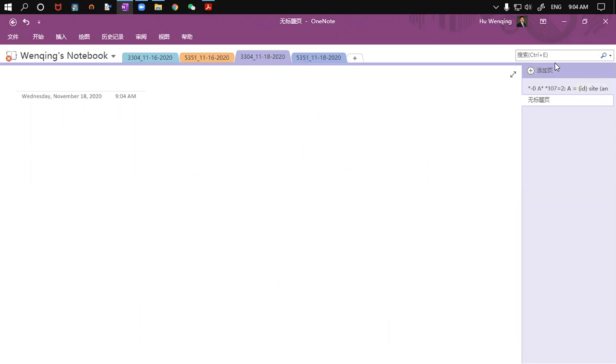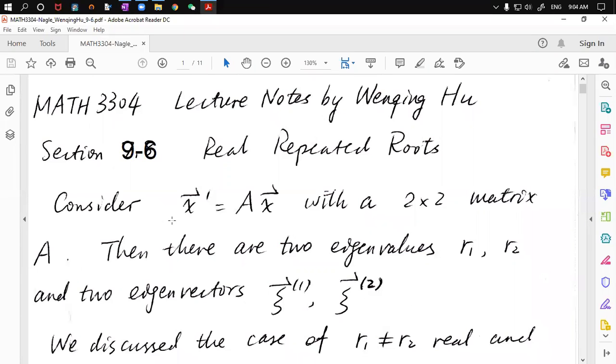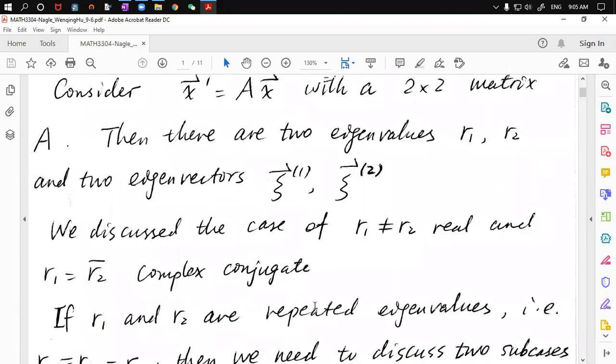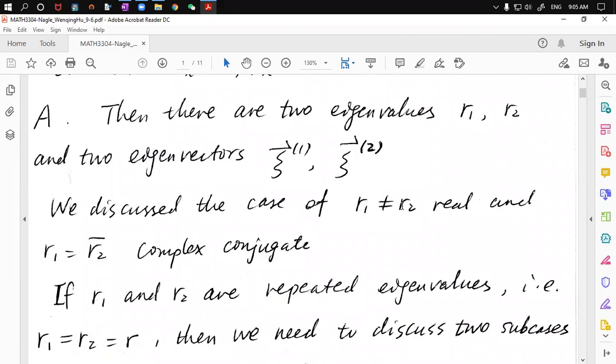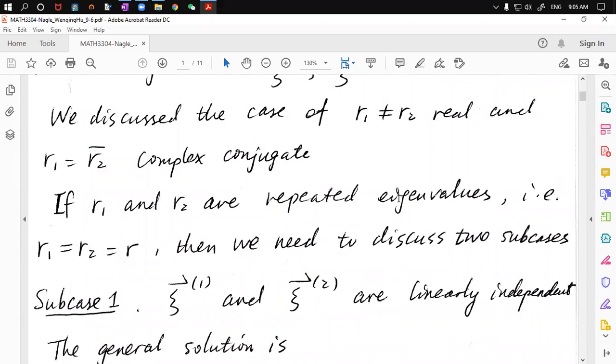So today's lecture, we're going to talk about the real repeated root case. That means you consider the equation x prime equals A x with a 2 by 2 matrix A. You have two eigenvalues and two eigenvectors. We discussed the case of r1 not equal to r2, both real. And what happens if the roots are repeated eigenvalues and they are the same?